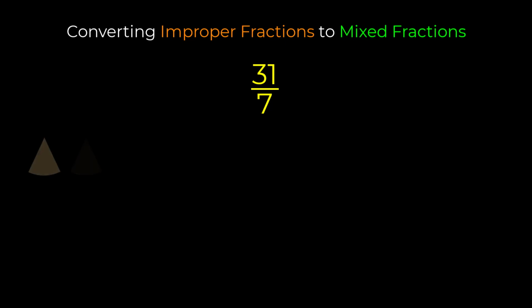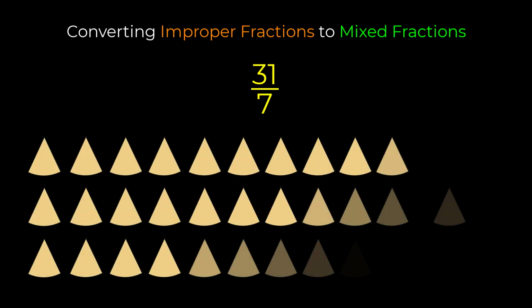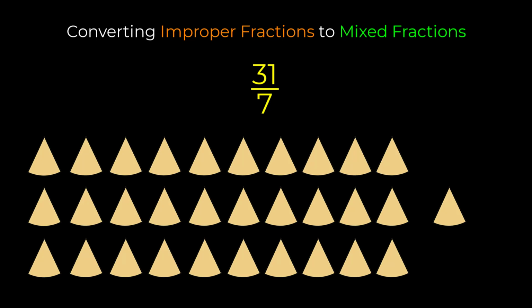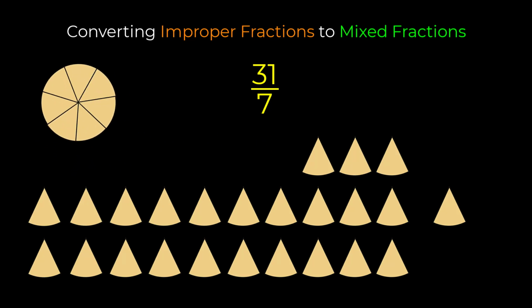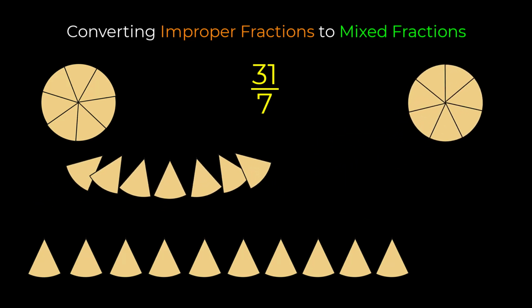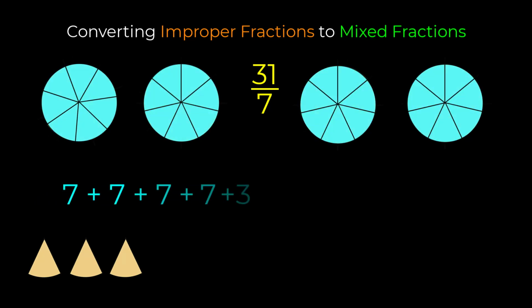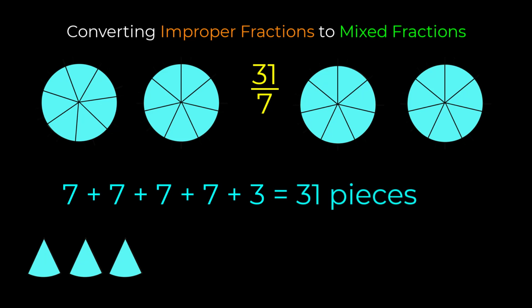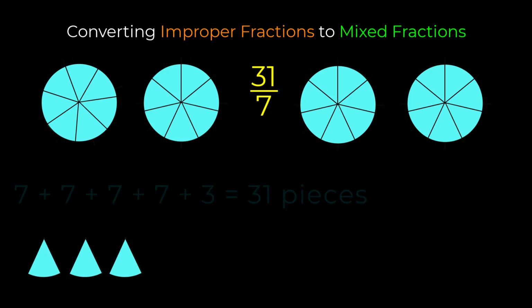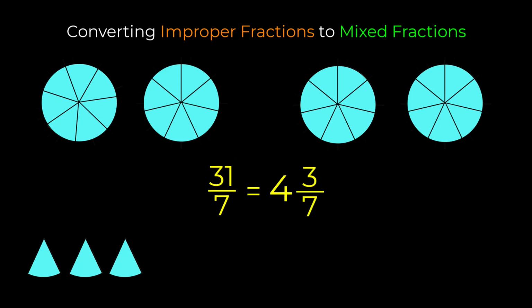You have 31 pieces of pizza, where each pizza is cut into 7 equal pieces. So the first 7 of your 31 pieces makes up one whole pizza. The next 7 make up another pizza, etc. You have 7 plus 7 plus 7 plus 7 plus 3 equals 31 pieces. This equates to 4 whole pizzas with 3 pieces remaining. We write this as 4 and 3/7. This is a good way to conceptualize the idea, but normally we would take a more mathematical approach.